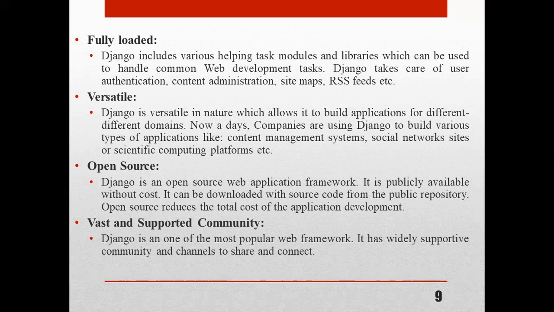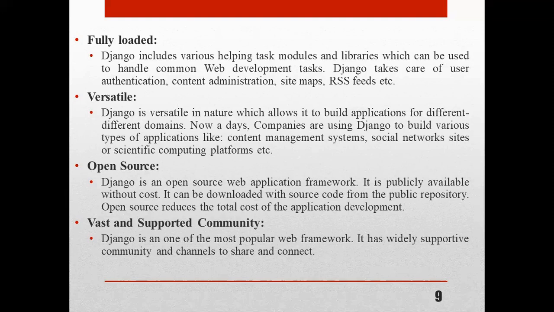Next feature is versatile. It is versatile in nature, which allows it to build applications for different domains. Nowadays, companies are using Django to build various types of applications like content management systems, social network sites, or scientific computing platforms. Next feature is it is open source.